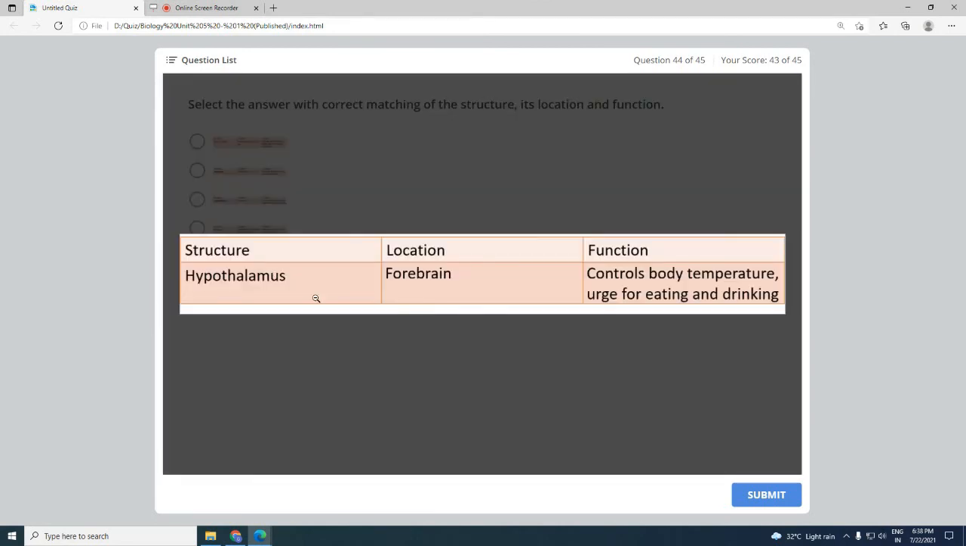The option C is hypothalamus is the structure. The location is forebrain. Its function controls body temperature, urge for eating and drinking.